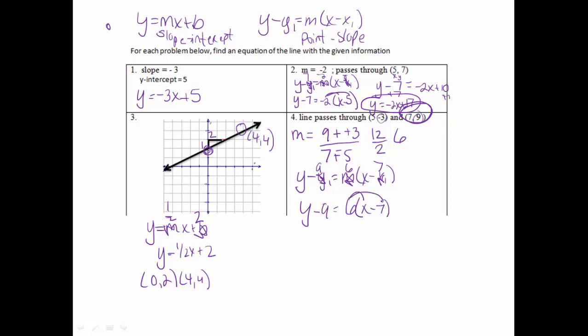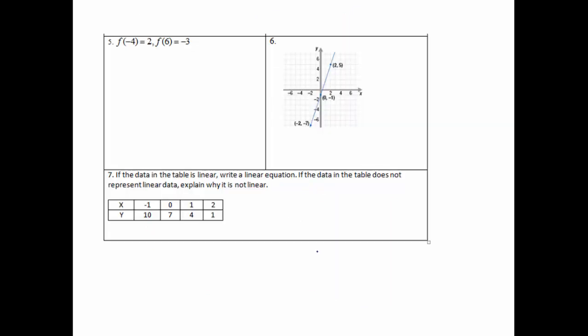I'm going to distribute to get rid of my parentheses. So I'll have y minus 9 equals 6x minus 42. From here, I'm going to add 9 to both sides. So I'll get y equals 6x, -42 plus 9 is -33. So that would be the equation for that line.